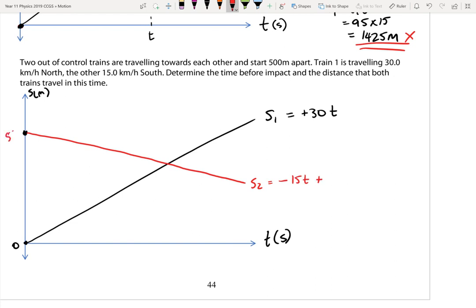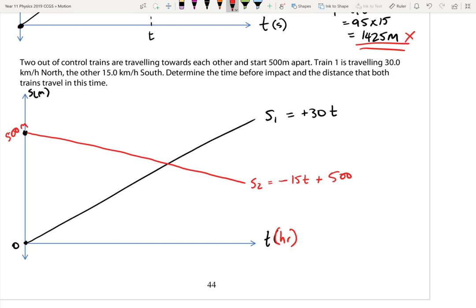But he's 500 meters ahead. Okay? Now the one problem here is we don't have time. In fact, I put time in seconds. We've actually got time in hours. So I've made a slight error. I should put time in hours down here.